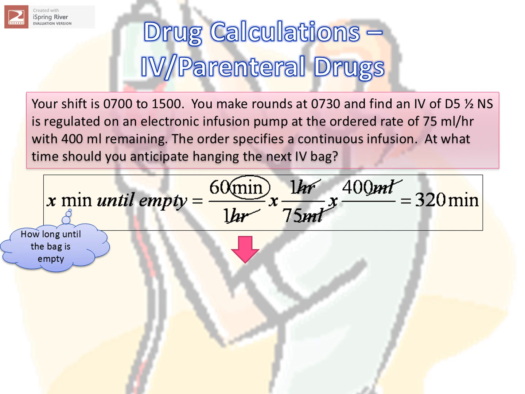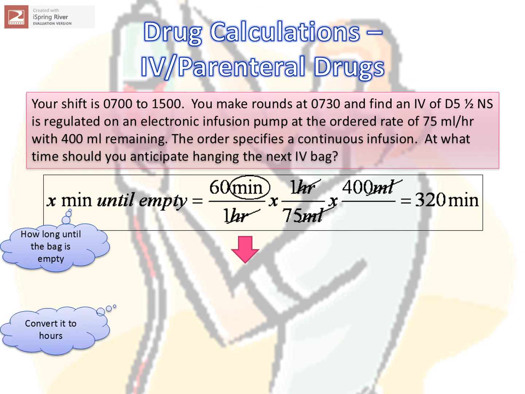Where in there do you see hours? You see 75 milliliters per hour. So 1 hour on top and 75 milliliters on the bottom. We don't want milliliters either. We just want minutes, so we're going to put milliliters on top. Where in the problem do we see milliliters? 400 milliliters. So milliliters cancel out, hours cancel out, and we're left with just minutes. 60 times 1 times 400 divided by 1 divided by 75 should give you 320 minutes.